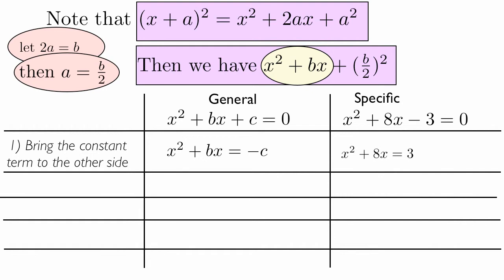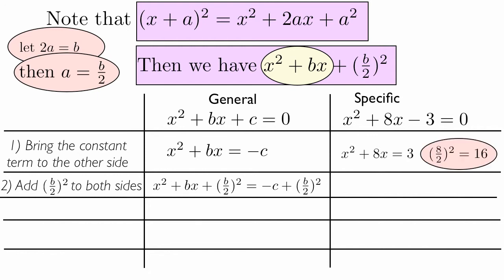Now notice we have an x² term and an x term, and what do we need to do to make it like our example? Well, we need to add (b/2)² to both sides. In the general case, we just do that in letters. And in the other case, what's (b/2)² here? Well, b is going to be 8. (8/2)² is going to be 16. So we're going to add 16 to both sides, and we're going to get x² + 8x + 16 = 19.